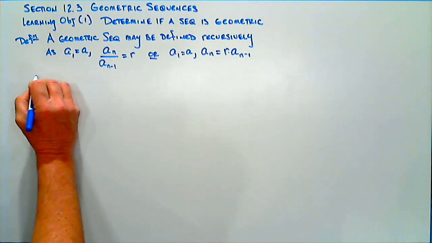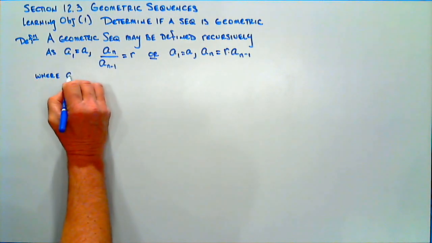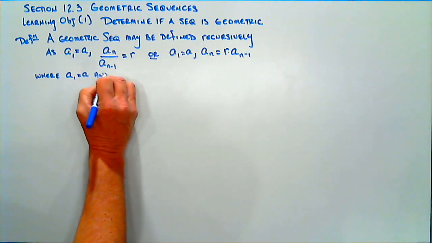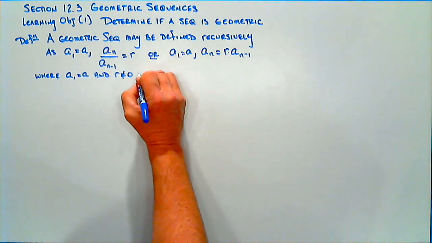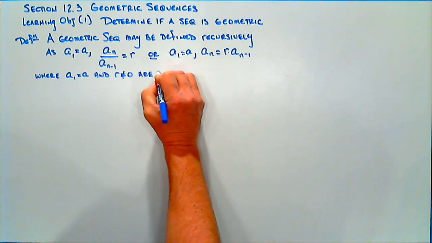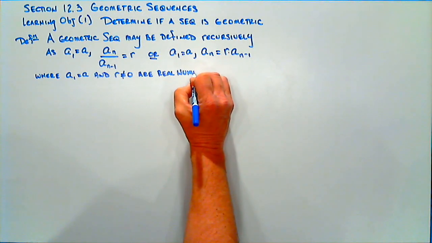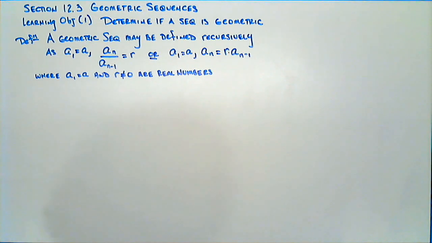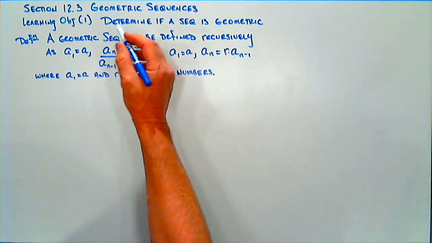And then the definition goes on and says where a sub 1 equals A and R, which cannot be 0, are real numbers. So they have to be real numbers, and R cannot be 0. And we'll see an explanation of that as we start to work through some of the problems that will start to make sense. And now we finish this definition just like we finished the definition in arithmetic sequences.